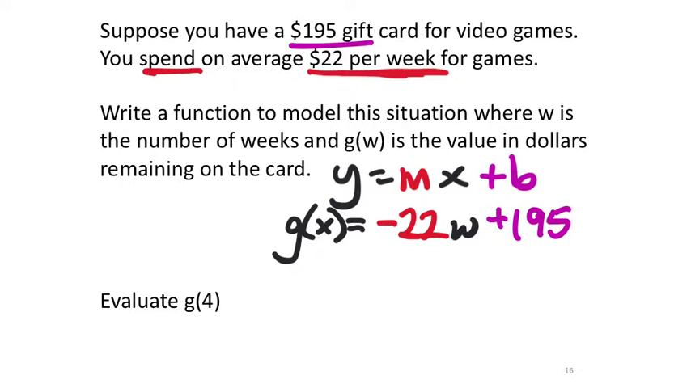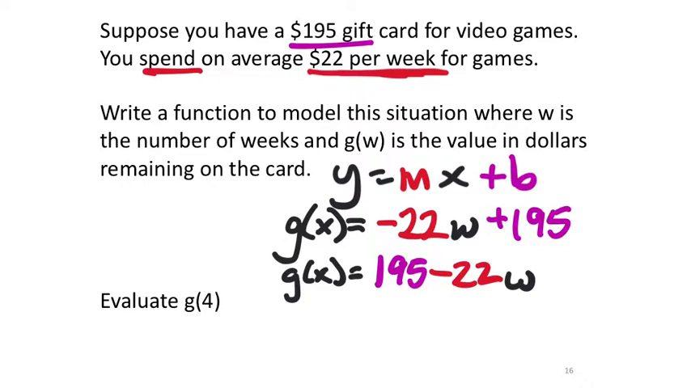And sometimes I think I've seen this, and I believe that Canvas will accept this. Some students prefer to write that you're going to start with the 195, and then you're going to take away $22 every week, so 22 times W. Either one of these works. You don't have to put both, just one or the other will work, okay?